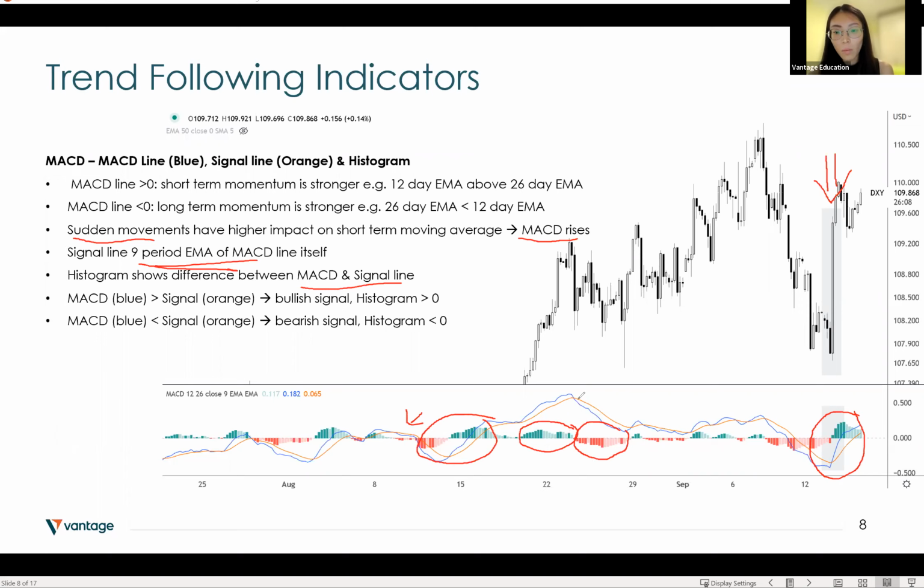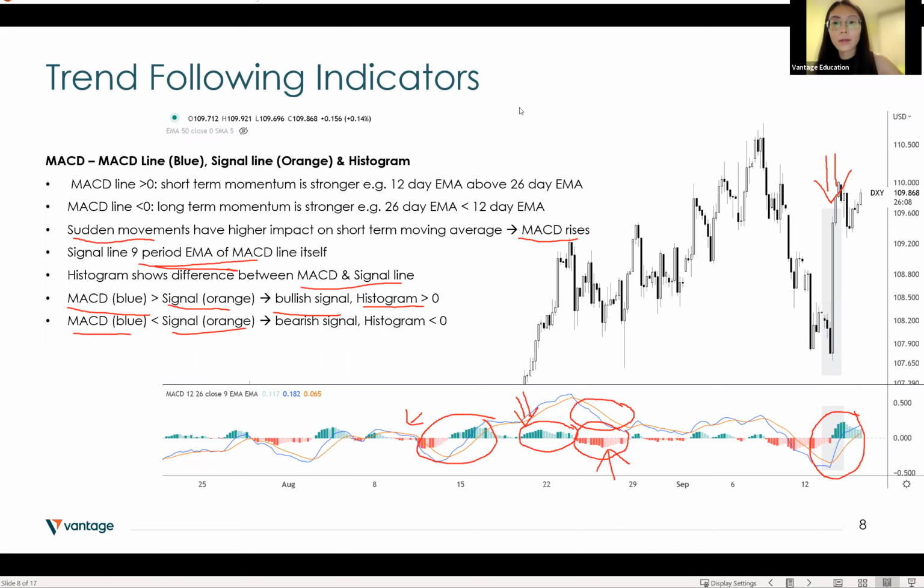As you can see, when the MACD is above the orange line, the histogram is above 0. When the MACD is below the orange line, the signal line, the histogram is red, so it's below 0, essentially. So when the MACD, the blue line, is above the orange line, it gives us a bullish signal, and the histogram is above 0. When the MACD is below the orange line, the histogram is below 0. Okay, so this is basically how we can use MACD.